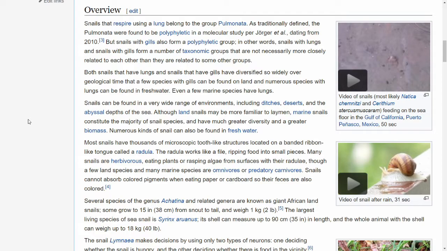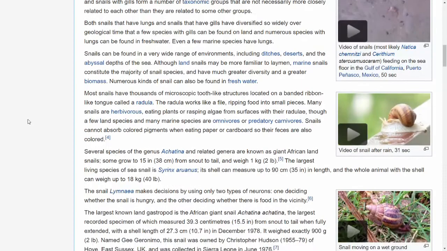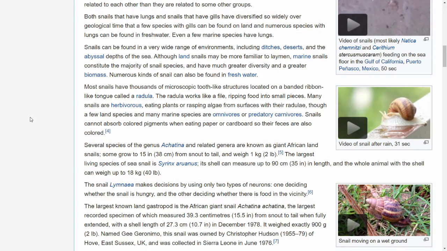Anyways, although land snails may be more familiar to laymen, marine snails constitute the majority of snail species and have much greater diversity and a greater biomass. Numerous kinds of snails can also be found in freshwater. Whoever wrote this paragraph, I love them. They're great. They also diss people because they're like, hey, all you losers who call land snails snails, there's actually more marine snails. So, too bad. I wish I could ever find out who wrote that paragraph.